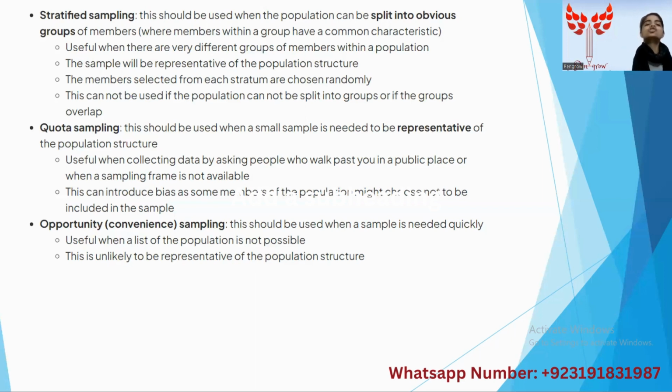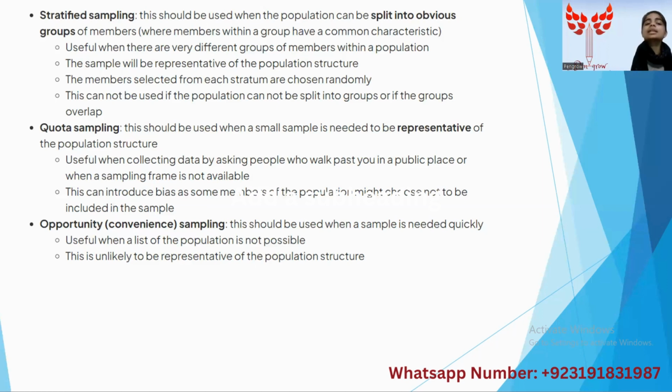Quota sampling. This should be used when a small sample is needed to be representative of the whole population structure. So you're choosing a very, very small sample, but that small sample should be representative. So then you need to start setting quotas. So when you're collecting data by asking people who walk past you in a public place, when a sampling frame is not available, when you do not exactly know about all the units of your population, then you should go for quota sampling.